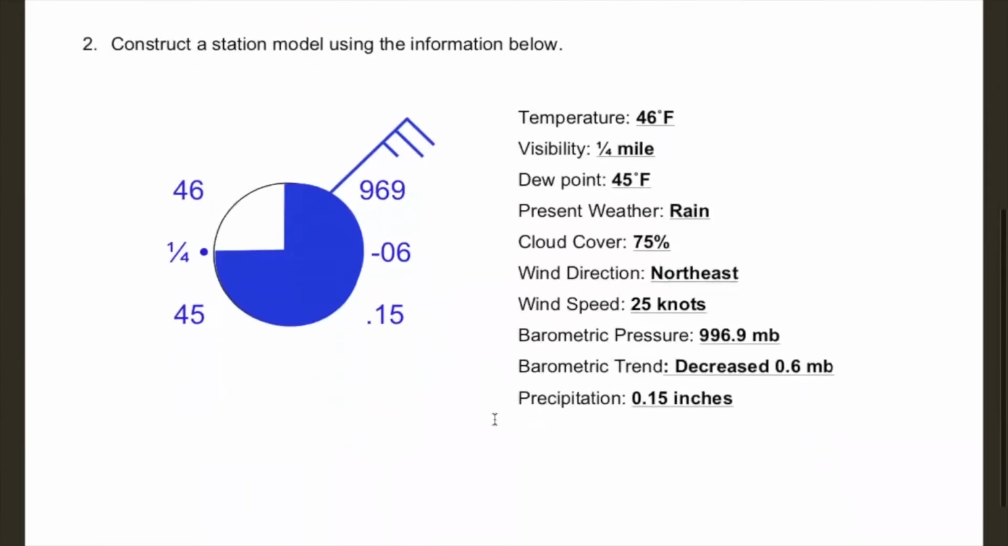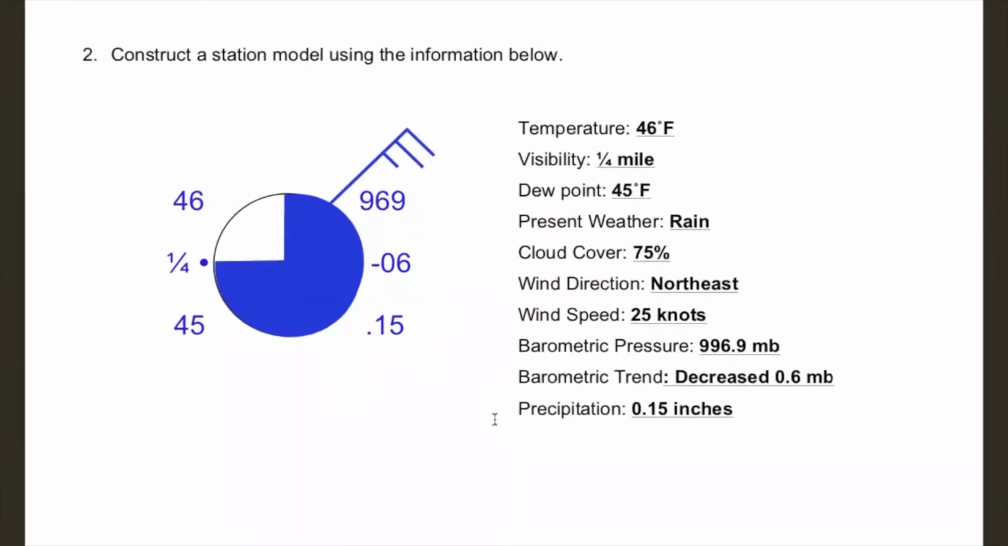So now, this is when you were supposed to draw one, okay? So it tells you temperature is 46 degrees F. You have to write 46 on the top right. Make sure you do not put any units over here. Visibility, 1/4 mile, 1/4 mile. Dew point, 45 degrees F, okay? Present weather is rain. That's what this dot means. You can find that on your ESRT.